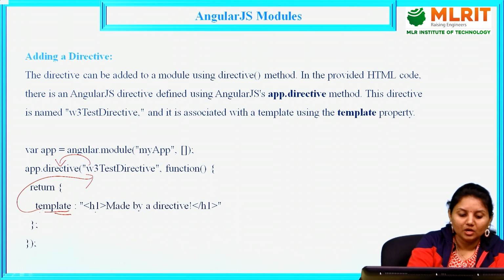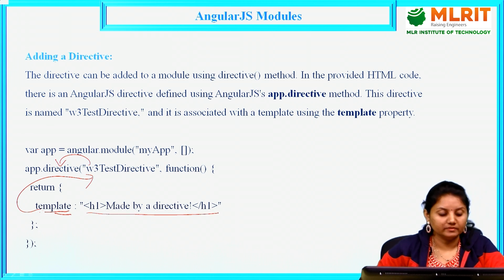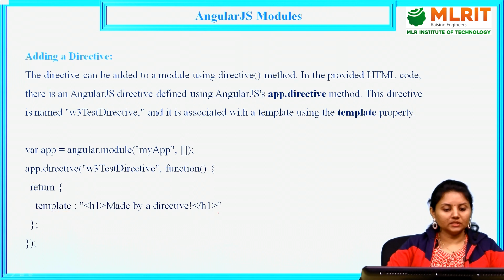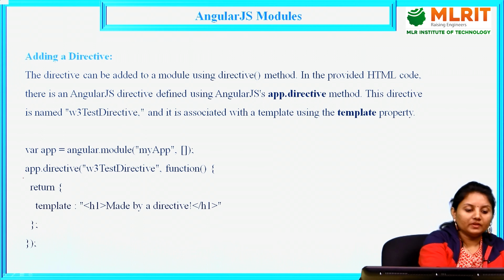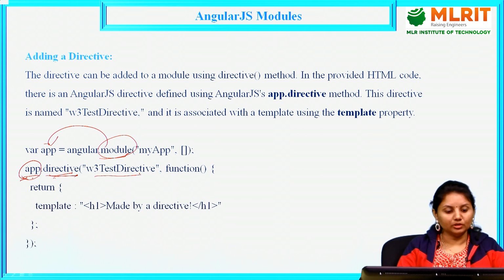So template is the content that will be displayed when your directive is called. This is the syntax that we are going to use to create your directive. We use app.directive, where app is the module that we have defined and stored in app. So using that app as an object, we call app.directive. The name w3TestDirective is again not user defined; it is the name of the directive that we are going to give.